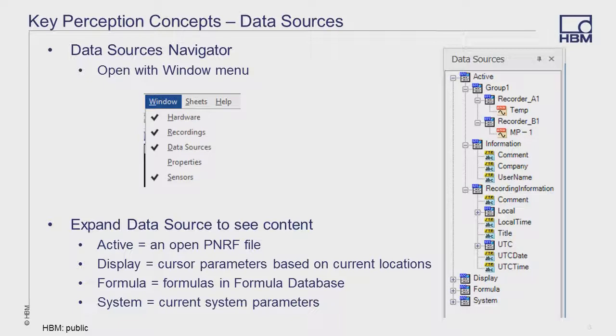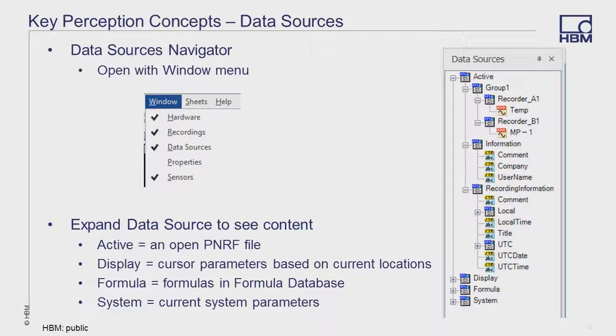By default, the Active, Display, Formula, and System data sources are always displayed in the Navigator. You can use the plus signs to expand each data source. For example, if I expand the active data source with a PNRF file open, I will see data from that file. This particular PNRF has two channels named Temp and MP1. The Temp channel is from Recorder A, and MP1 is from Recorder B.